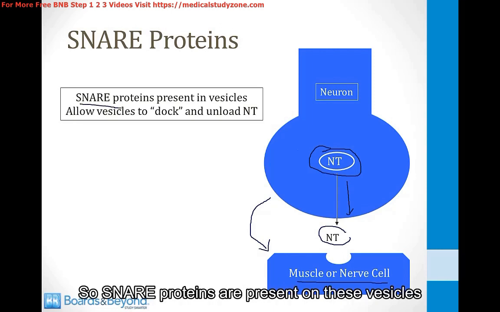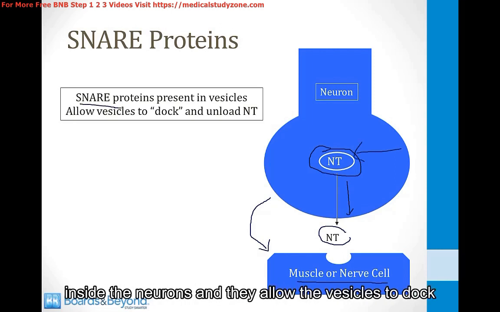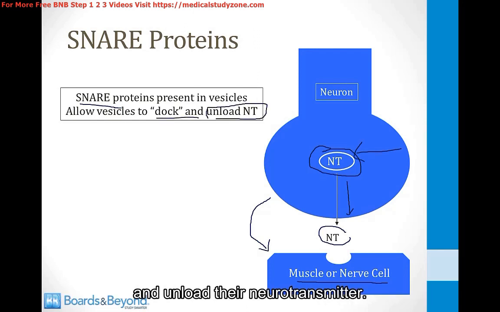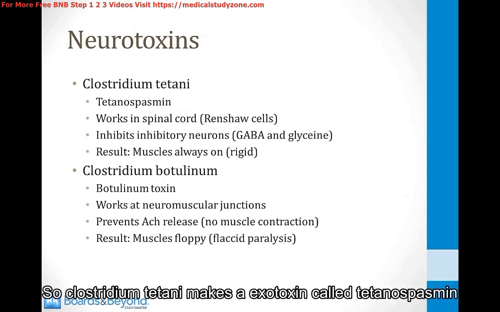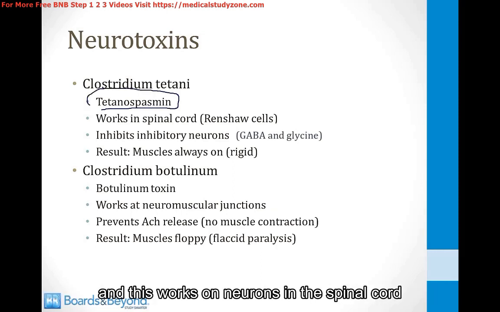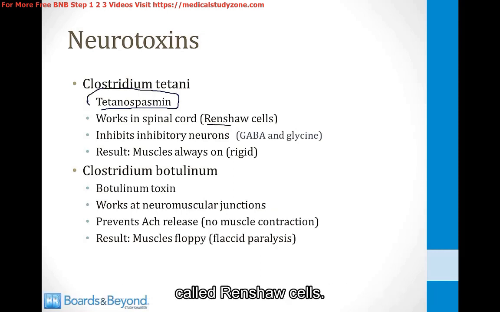So SNARE proteins are present on these vesicles inside the neurons, and they allow the vesicles to dock and unload their neurotransmitter. So if a neurotoxin inhibits SNARE proteins, the neuron won't be able to dock the vesicles and release their neurotransmitter. So Clostridium tetani makes an exotoxin called tetanospasmin, and this works on neurons in the spinal cord called Renshaw cells. And these are inhibitory interneurons.